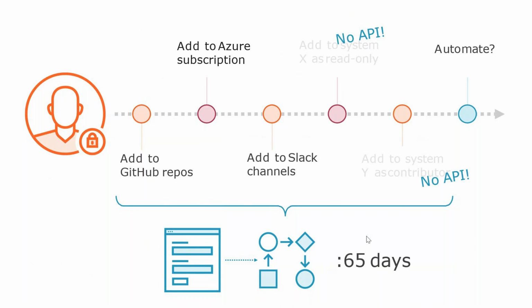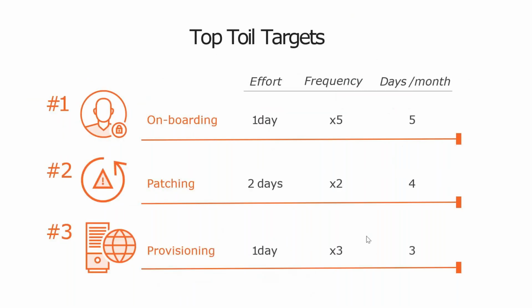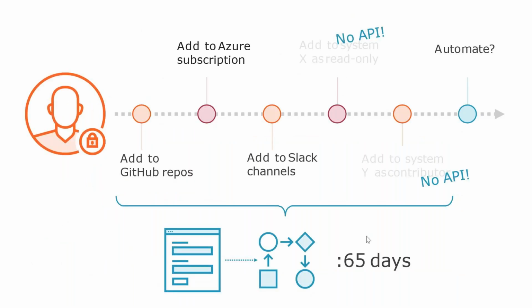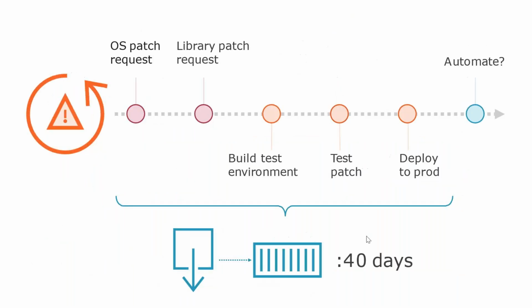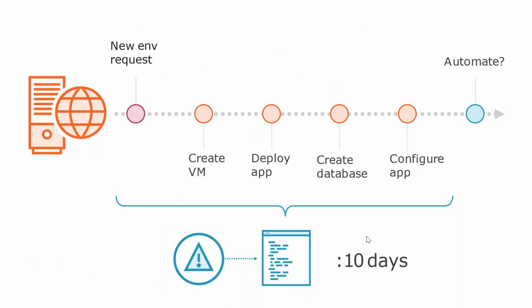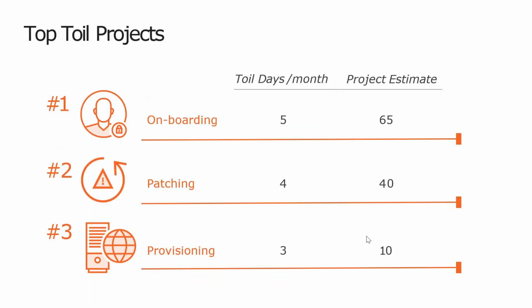Now this onboarding will take 65 days. Let's say you estimated 5 days of work in a month, but in order to automate all this work, you need 65 days. And in order to do the patching work, 40 days. And for the environment creation, 10 days. So now you tell me which one you should prioritize.